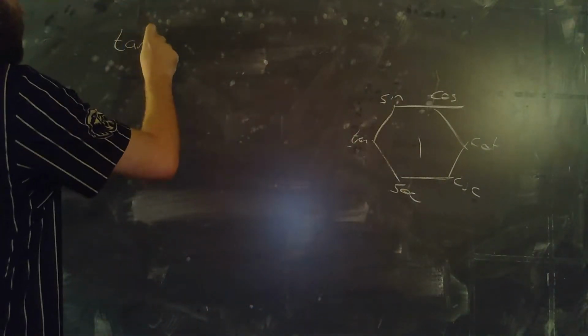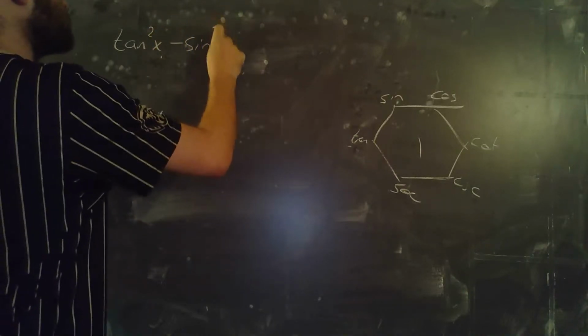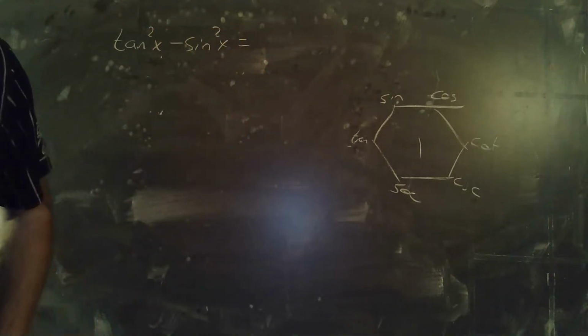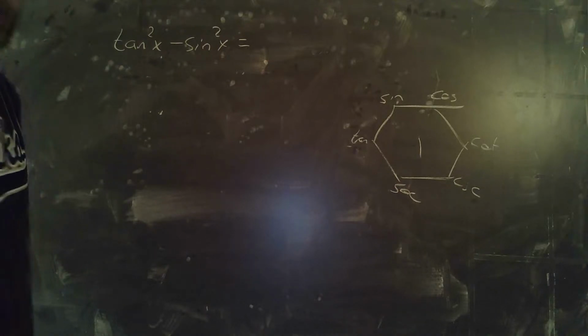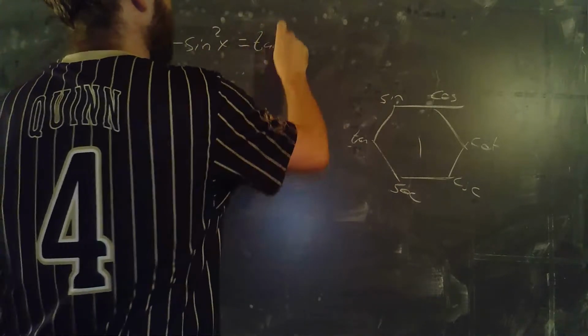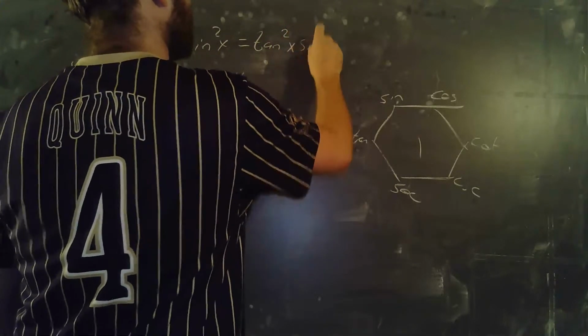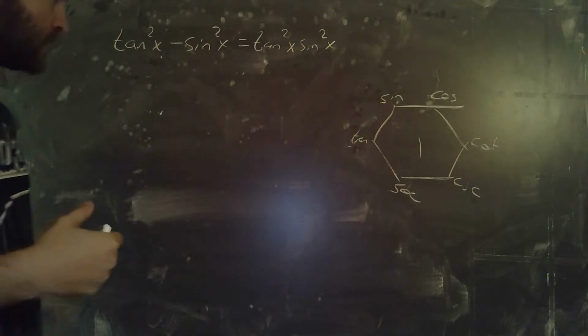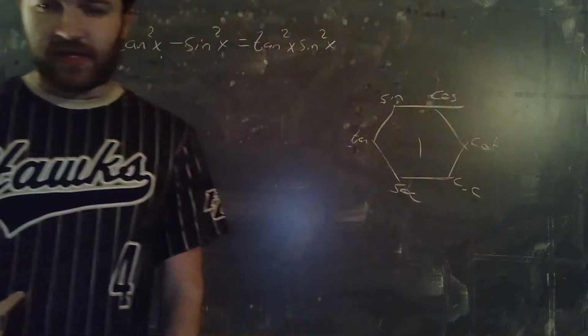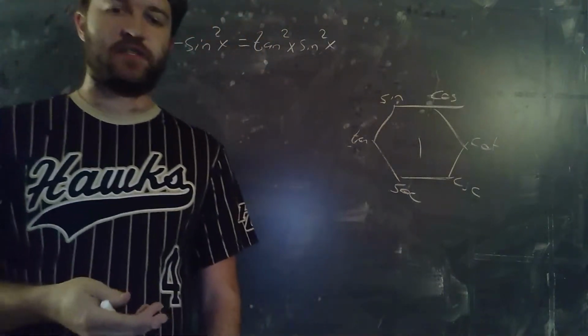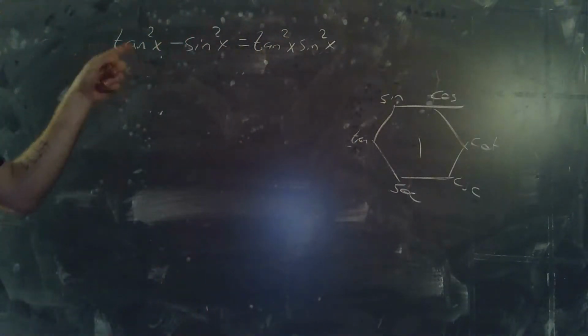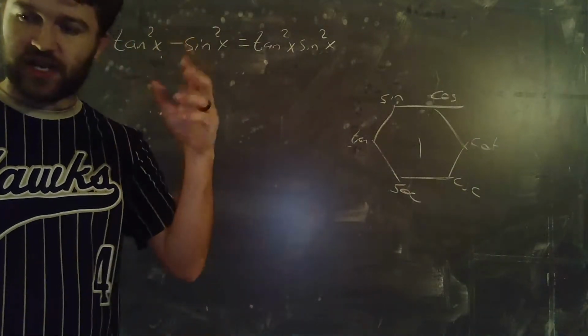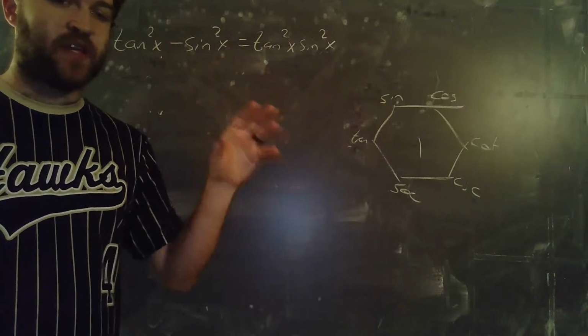Let's do tangent squared minus sine squared equals tangent squared times sine squared. Okay. So now that we've seen a problem like this, we don't even really need the checklist. You just look at this and you say, hey, that looks exactly like that other problem. Let's just try the same steps we just did. Don't even bother with the checklist. Just throw it out. Let's just try the same things in the same order.